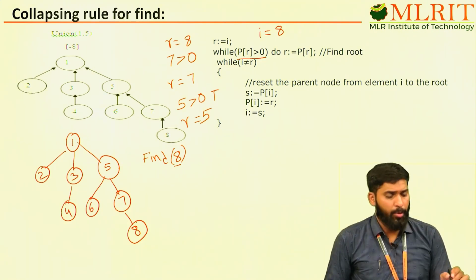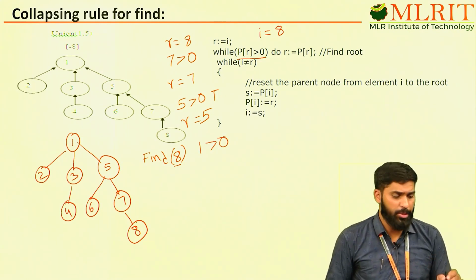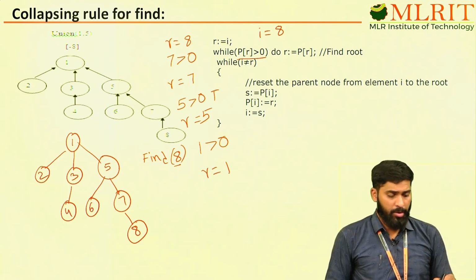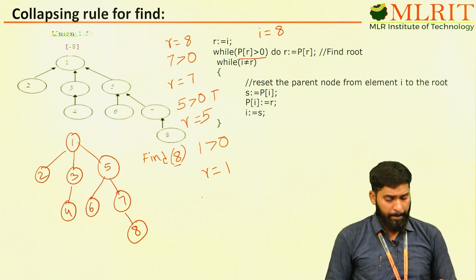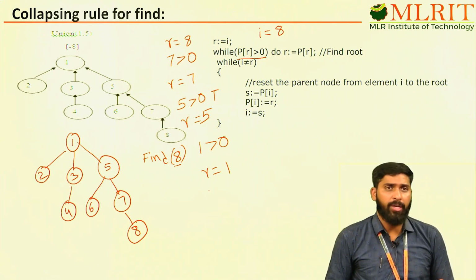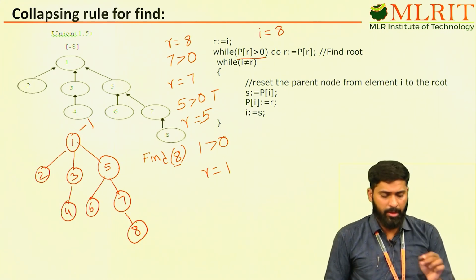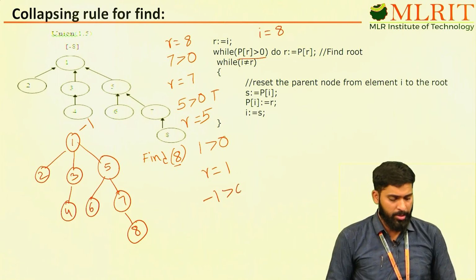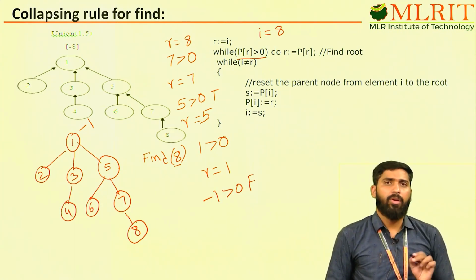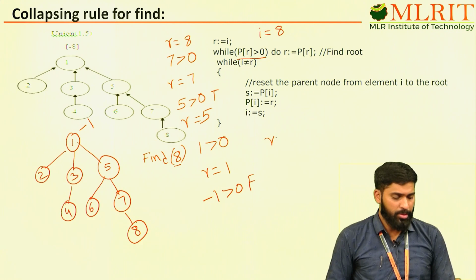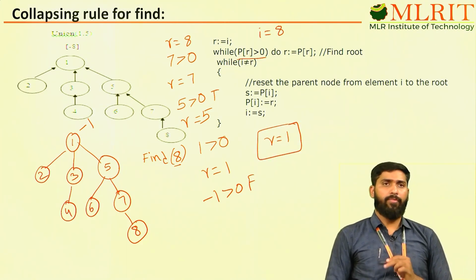Next, now parent of 5. So what is the parent of 5? 1. 1 greater than 0, yes, it is true. So R equals 1 now. Now again move to the parent of 1. What is the parent of 1? Parent of 1 is minus 1. Here minus 1 greater than 0 is false. Now what is the R value? R equals 1 here. You remember this, R equals 1.